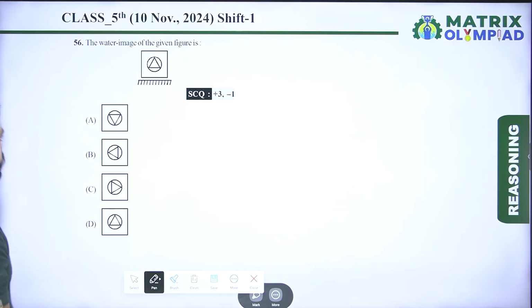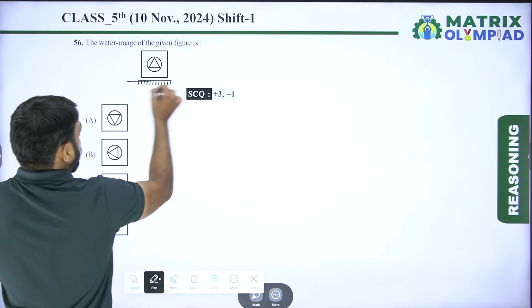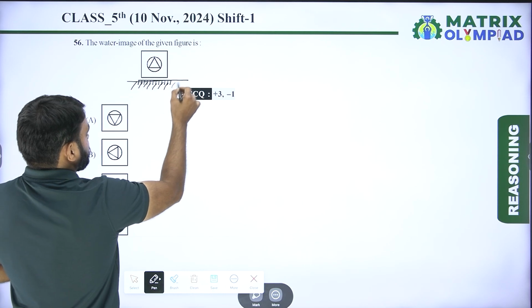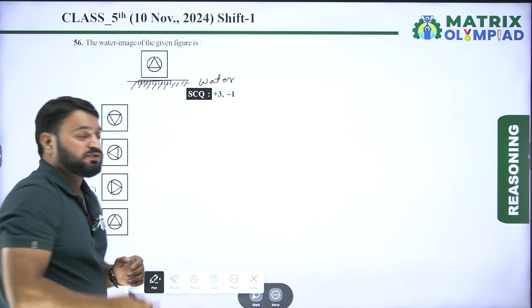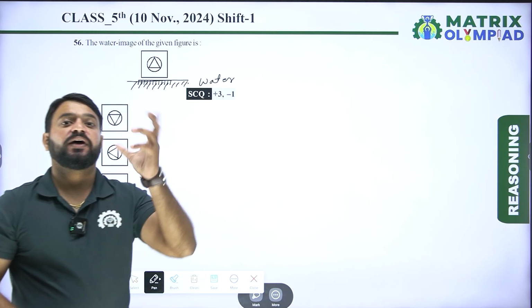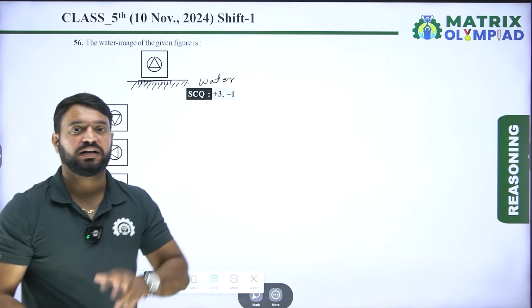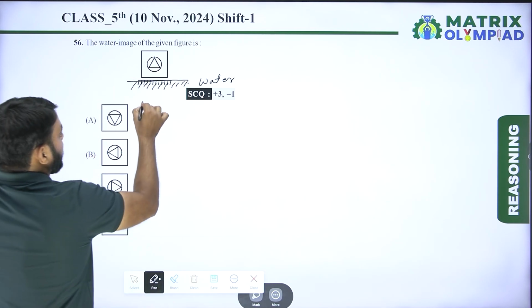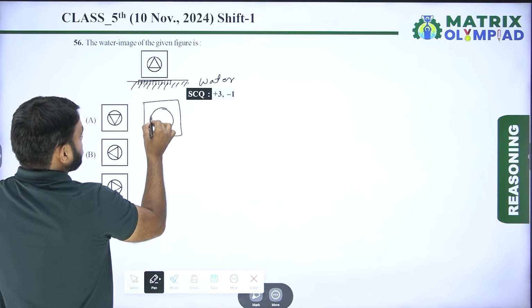So now next question is question number 56. The water image of given figure is, find the water image of given figure. So water is always taken below the object. So here is water. So now in water image, the part of an object which is near to the water, so it will remains near to the water in water image. So water image of this figure looks something like this.